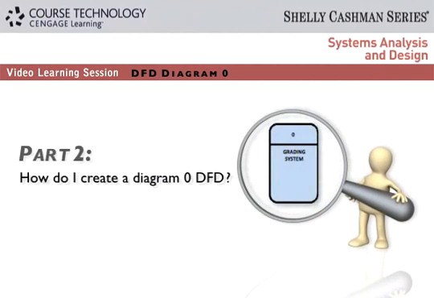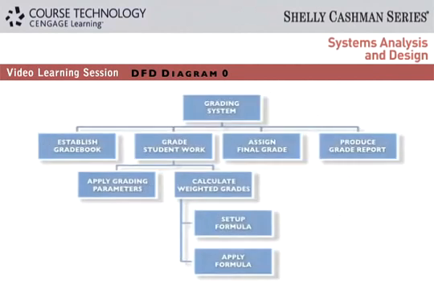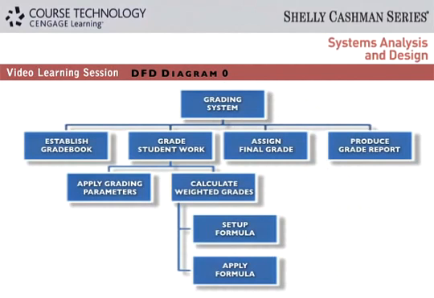This is part 2 of the learning session. Let's begin by zooming in on process 0. A set of DFDs is like a company organization chart, where each level shows additional details. Using a top-down approach, you can work your way down to simple processes that a programmer can translate into program code. For now, we're only concerned with the next level below the context diagram.